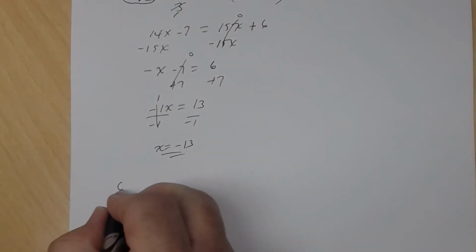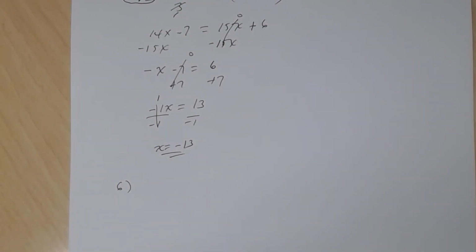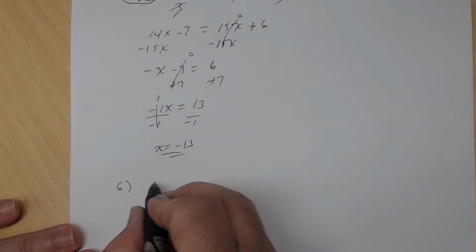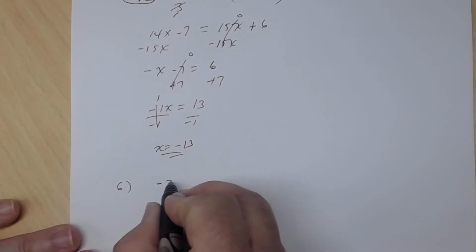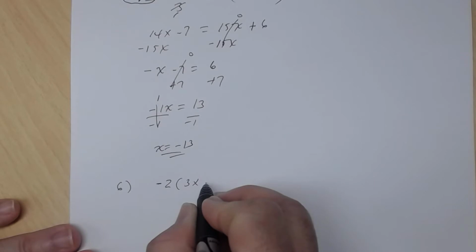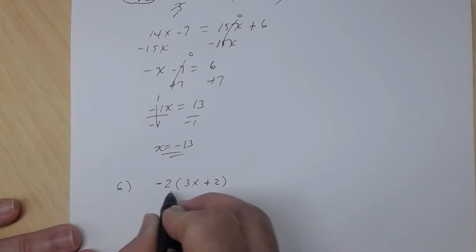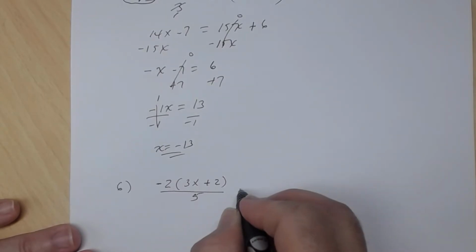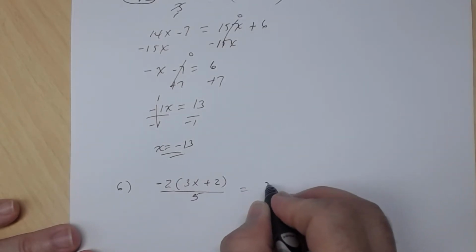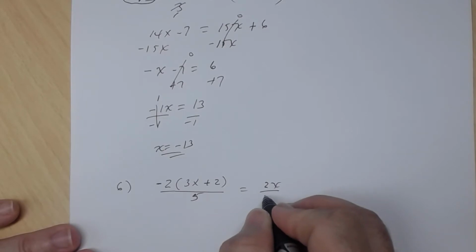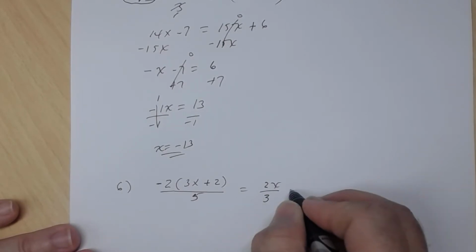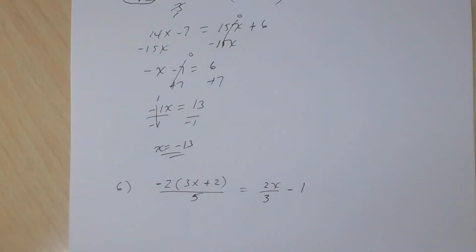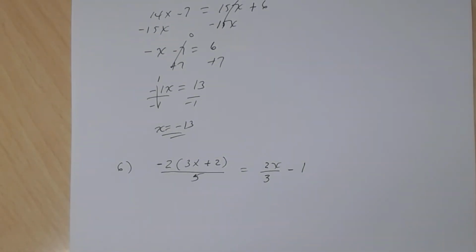Okay, number 6, suppose we had this. Let's make that a negative 2 times (3x plus 2) divided by 5 equals 2x divided by 3 minus 1. All right, so this is what we have.